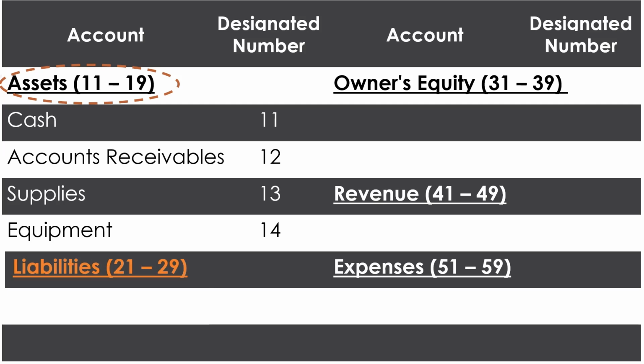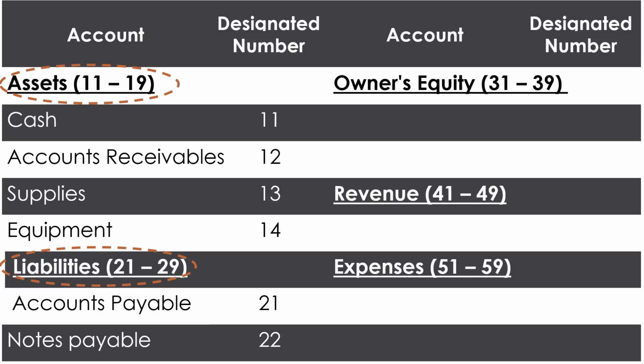Next, we move on to liabilities, which are the amounts the business owes. Liabilities are numbered within the range of 21 to 29. Accounts payable, which includes outstanding bills to suppliers, is assigned the number 21. Notes payable, which refers to the business's formal debts, is given the number 22.